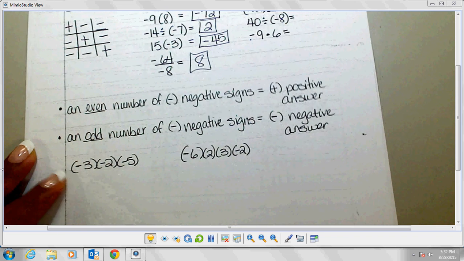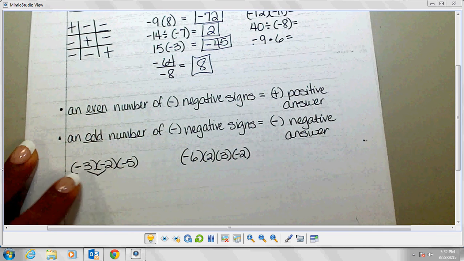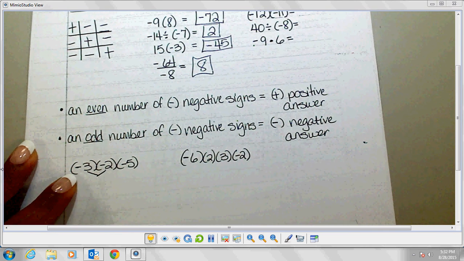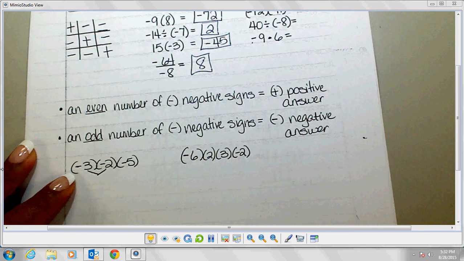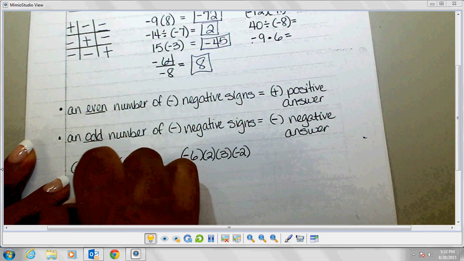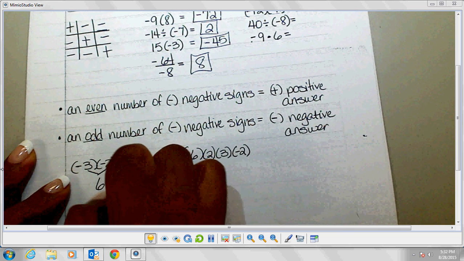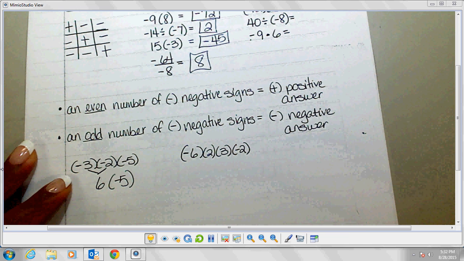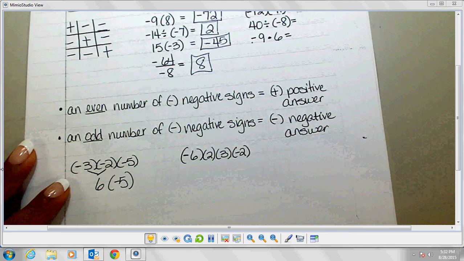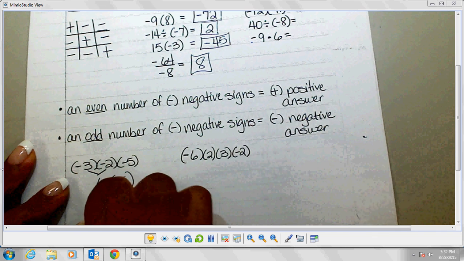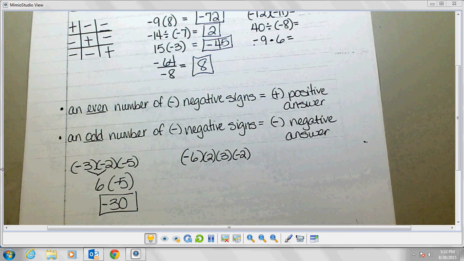Okay, let's take two numbers at a time. So let's start with -3 times -2. Both numbers are negative, so same signs when we're multiplying means we get a positive answer. So -3 times -2 is 6. Now bring down your -5. Now when we multiply 6 times -5, that's different signs, so that means my answer is going to be a -30.